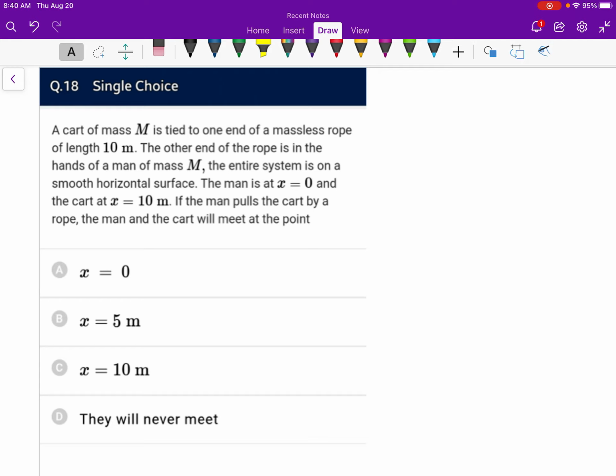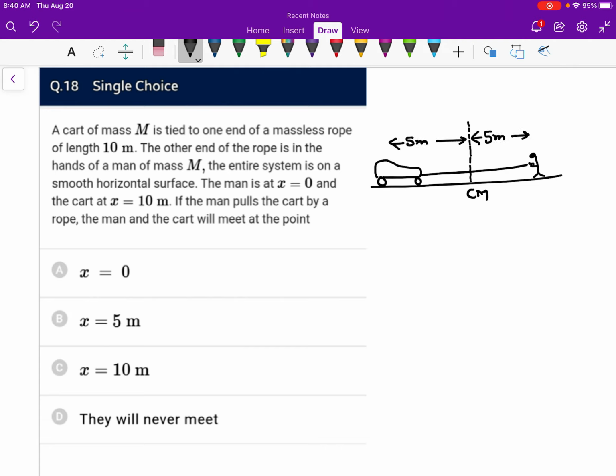Cart of mass M and man of mass M connected by length L on smooth horizontal surface. So this is cart, okay, and this is man, and man is pulling the cart. So since there is no friction, so center of mass will remain at rest, which is 5 meter from both. So both will meet at their center of mass. So X is 5 meter.